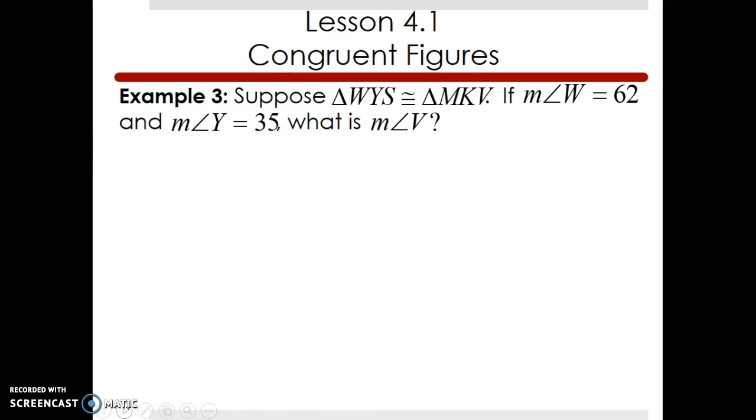Now we're going to do some algebra with it. I'm just going to draw this if it helps. You have W, Y, S, and M, K, V. If W is 62, M is also going to be 62 because they line up with each other. They're congruent. Then Y is 35, so that means K also has to be 35.